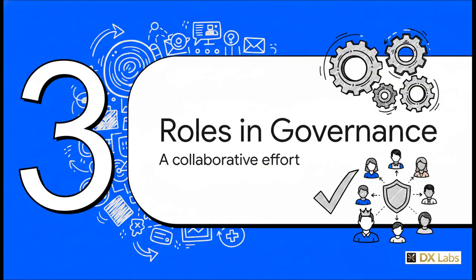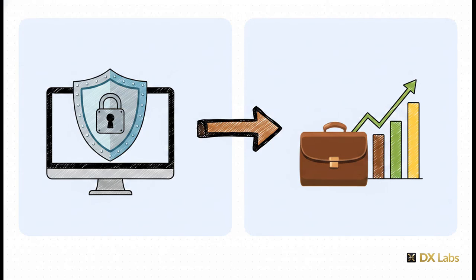Section 3. Roles in Agent Governance. It's really a collaborative team effort. Let's look at how these roles collaborate to build a complete picture of governance. Admins, you are the gatekeepers. You evaluate the raw technical permissions, API access, and system compliance. But the business owner, they provide the real-world context.